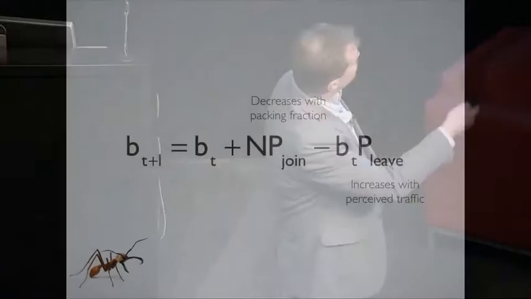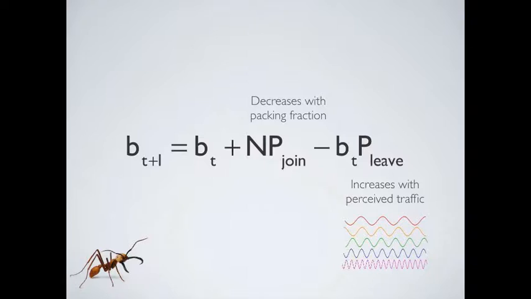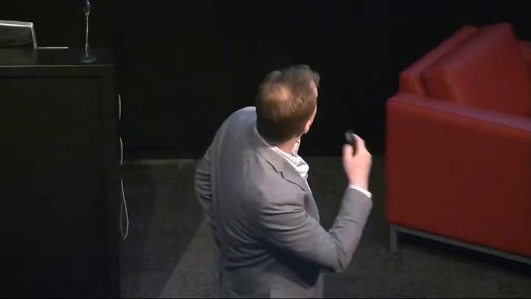So anyway, what we did is we took our model again, and we plugged into the model different versions of the real traffic on the trail. Sometimes with large oscillations, sometimes with small oscillations, and with intensities and frequencies that vary. And this is the resulting graph.